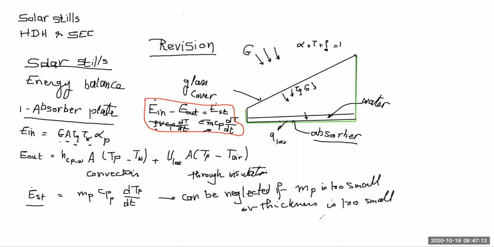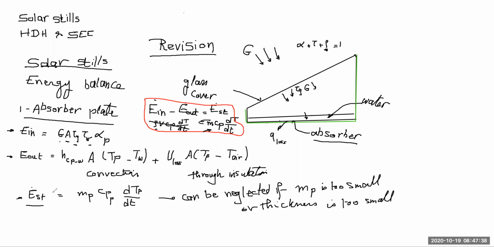Otherwise, if you want to be meticulous, if you want to be very accurate, then you would include the storage term. I'm talking about the general terminology. So this is the energy in that comes in from radiation. This is the energy out: convection to the water and conduction, and then convection to the air through the insulating material. And finally, energy storage.